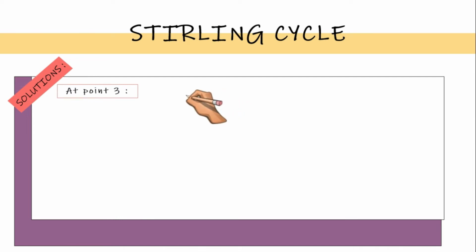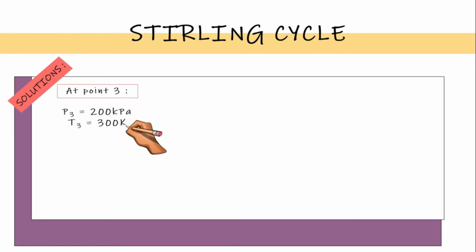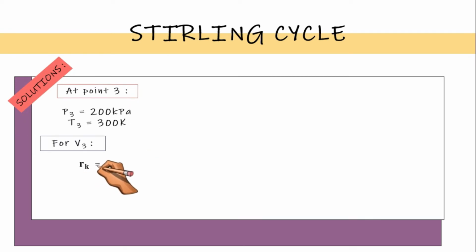Now, we have point 3, reverse, right? P3 is equal to 200 kilopascal. T3 is equal to 300 Kelvin. So, the missing one is the V3. For V3, we're going to use RK is equal to V3 over V4. Since we have RK and we have V4, we can say that V3 is equal to RK V4, right?